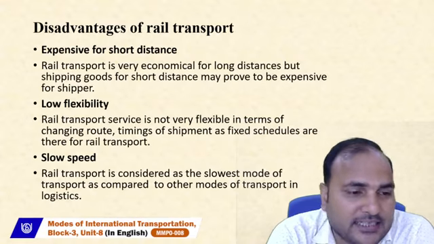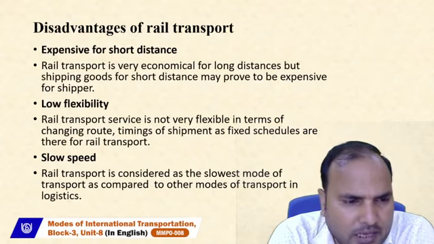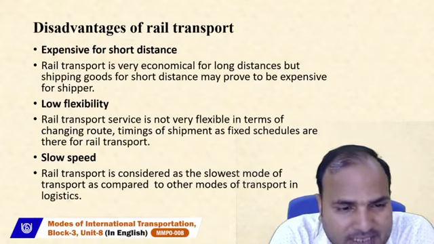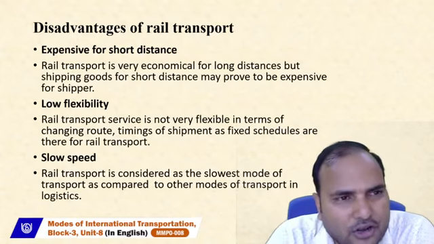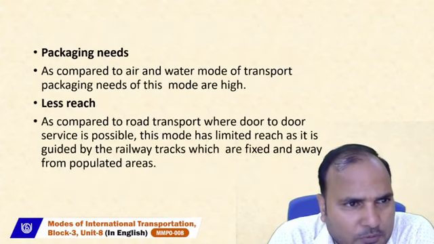Another disadvantage is slow speed. In comparison to air, rail transport is considered the slowest mode as compared to other modes of transport in logistics. So these are the different disadvantages of rail transport.